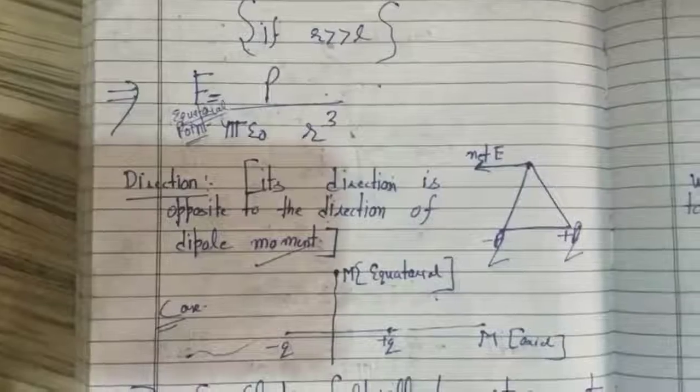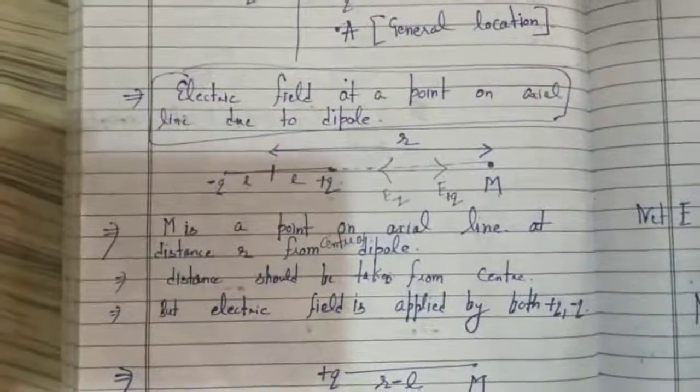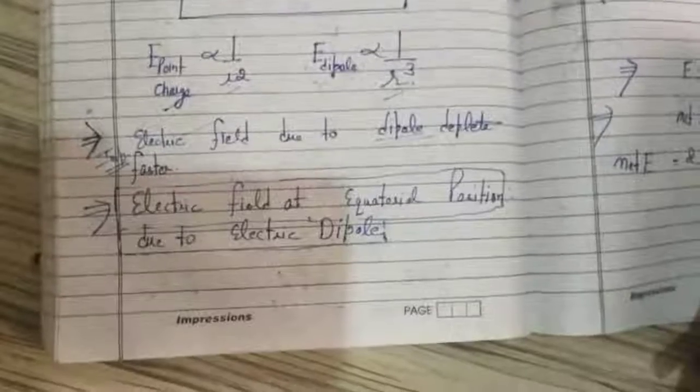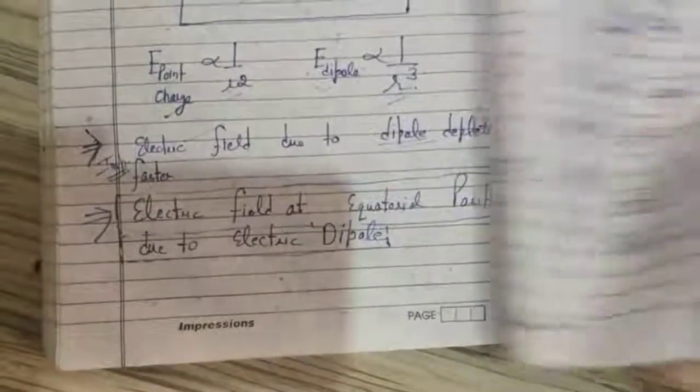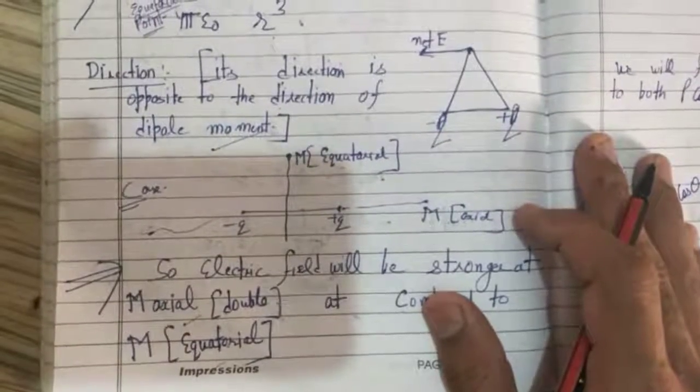So this is all for today. Your homework is to derive the relation of the electric field at a point placed on the axial position of a dipole, and the electric field at a point on the equatorial position of a dipole. You have to find these concepts. This is your homework.